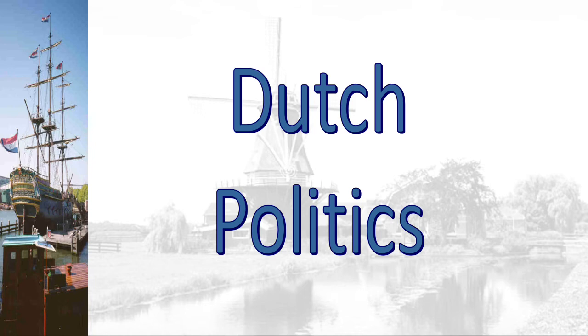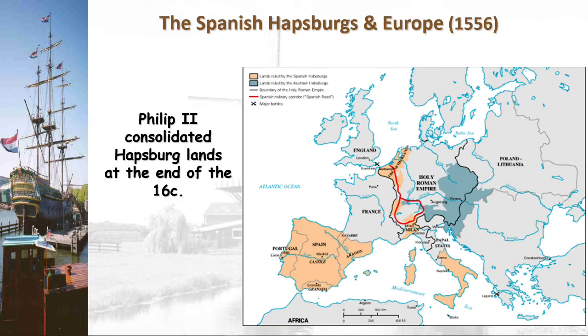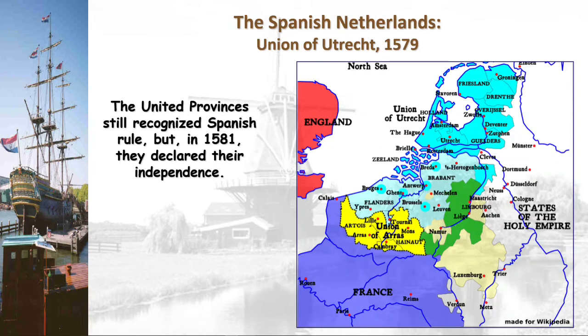Dutch politics. Spanish Habsburg and Europe in 1556. Philip II of Spain consolidated Habsburg lands at the end of the 16th century. And this is the Spanish Netherlands in 1579. The United Provinces still recognized Spanish rule, but in 1581 they declared their independence.